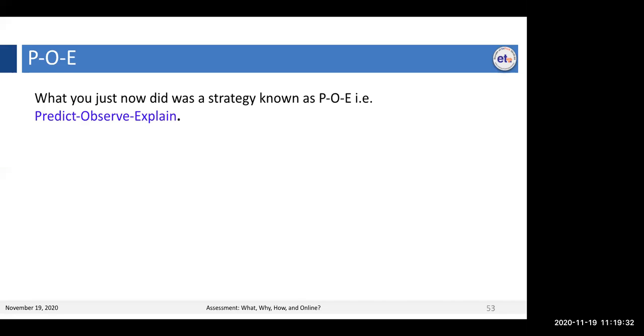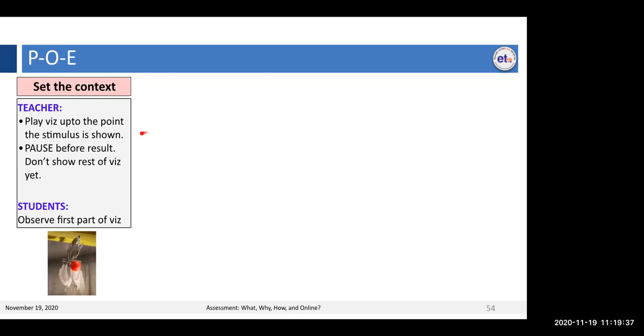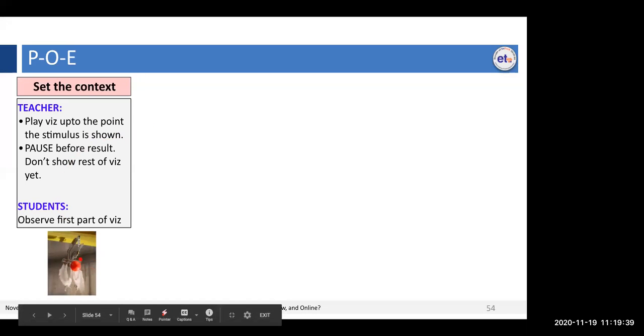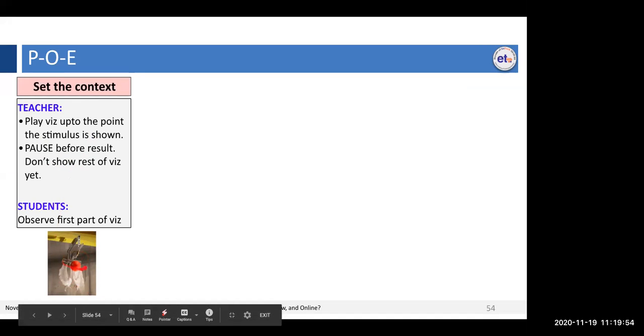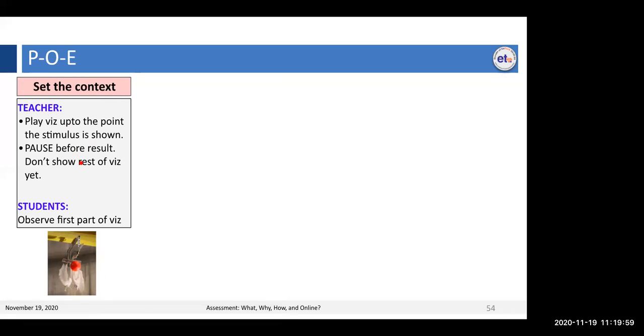So there are different ways you can set up this POE. Most commonly, I would have shown a video, the initial part of the video. You can play a visualization up to the point where the stimulus is shown, and then pause for the results. Instead of that, I showed you these images and set up the context. I gave you the context of what is going to happen, and students can observe and think upon it, right?